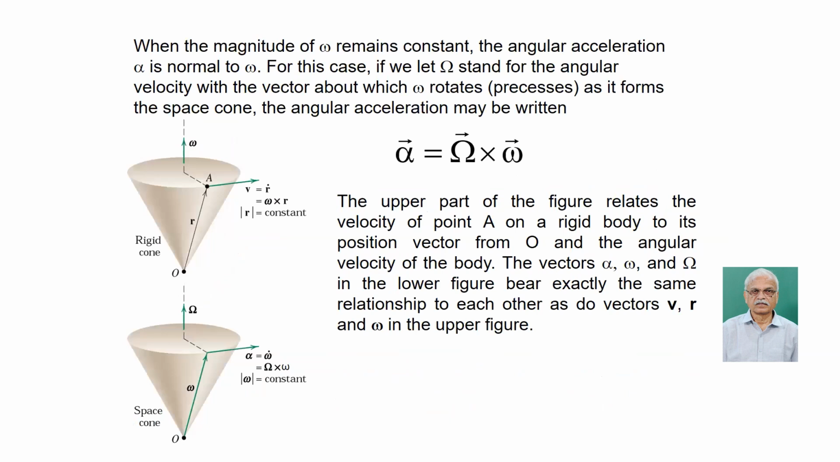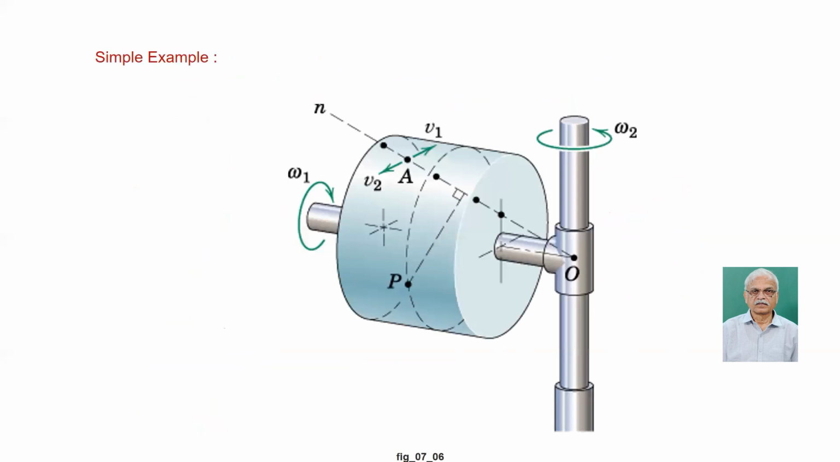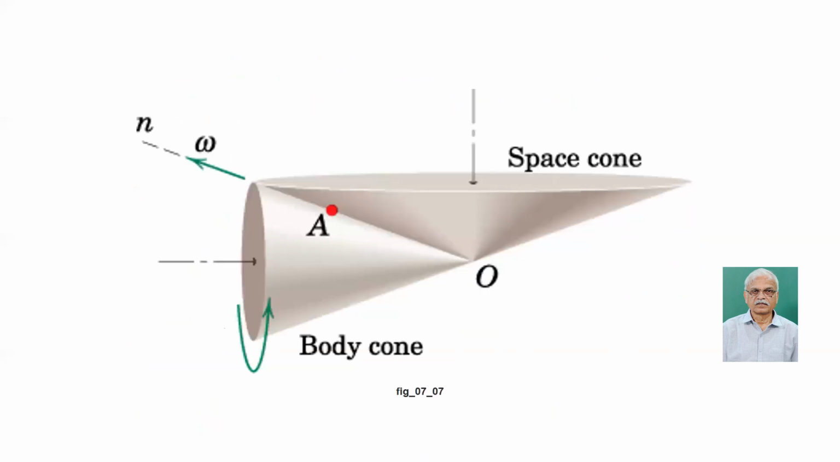So in particular, if you go back to this example, we have this resultant angular velocity vector omega, and it is traversing the space cone. It is going round on the space cone, right? Whenever this angular velocity changes its direction, if not magnitude, it is going to have an angular acceleration. So can we see a similarity to something here?